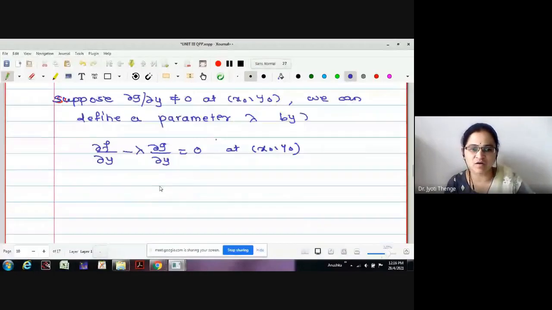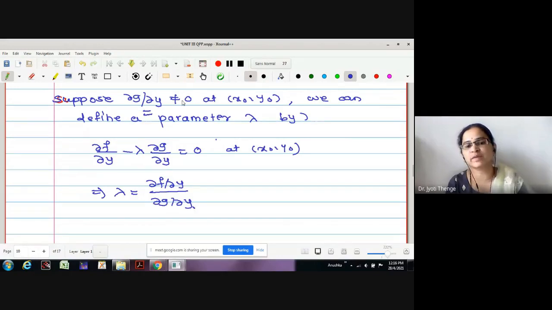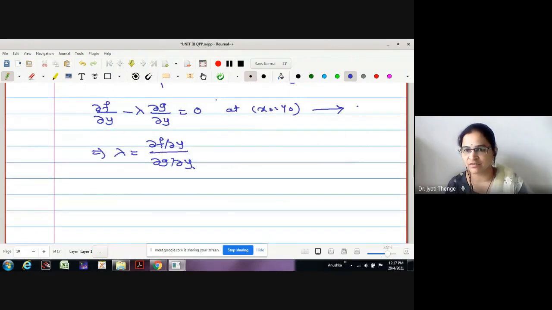Actually, this is giving me the value of lambda. What will be the value of lambda from this equation? This is dou f by dou y upon dou g by dou y. That is why we want dou g by dou y to be non-zero, because it is going to appear in the denominator for the value of lambda. Is the point clear now? Since dou g by dou y is non-zero, we define the parameter lambda with this equation. Let me call this statement number 5.